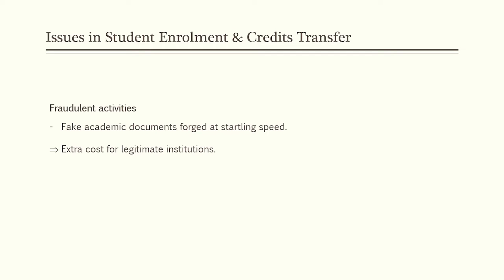Fraudulent activity is also one of the biggest concerns of the current system. Fake academic documents are forged at startling speed, which makes legitimate institutions spend more money to fight against those dodgy individuals and organizations in order to protect the university reputation and intellectual property rights.